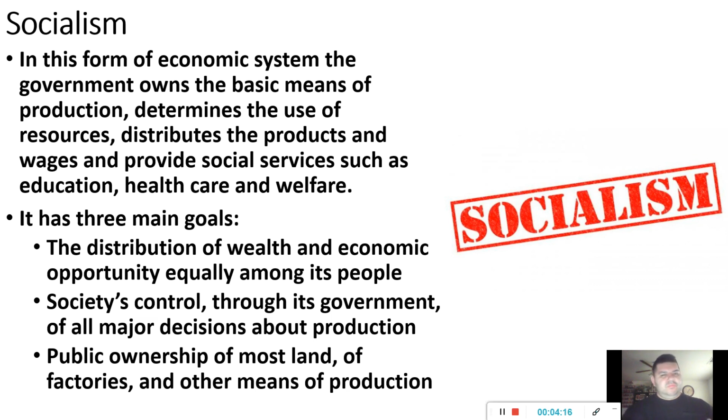And some people feel that's not right. Why is this person busting his back to get paid very little, get little health care and things like that, but this CEO makes a bonus of like $6 million? Why does that happen? So there's that type of thing, the wealth distribution. The other thing is society's control, through its government, on all major decisions of production.